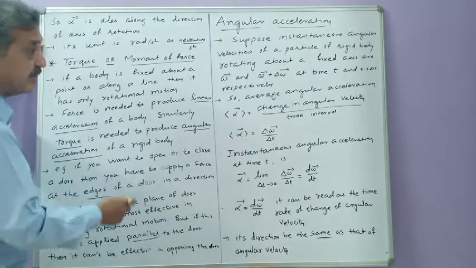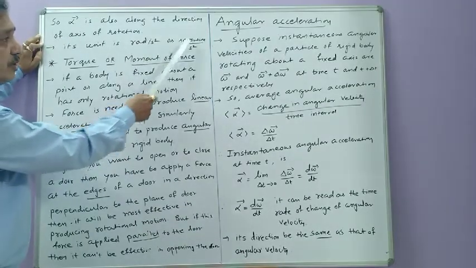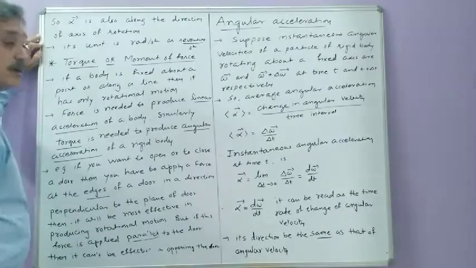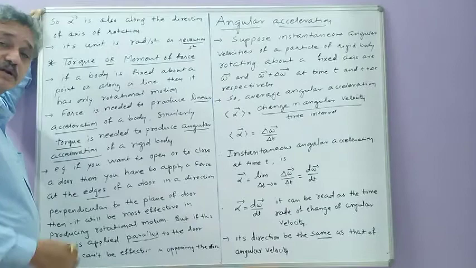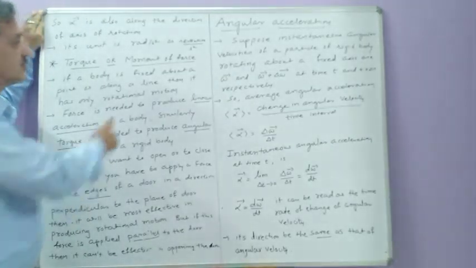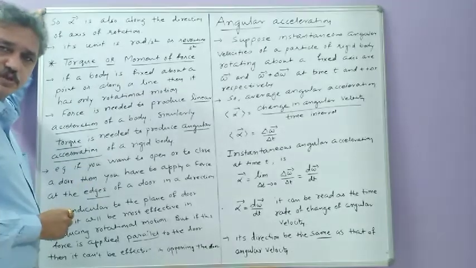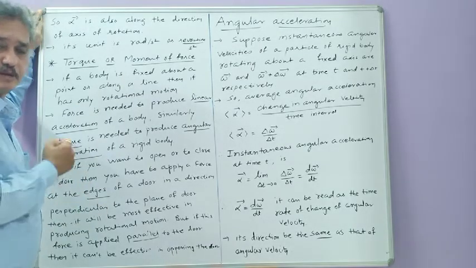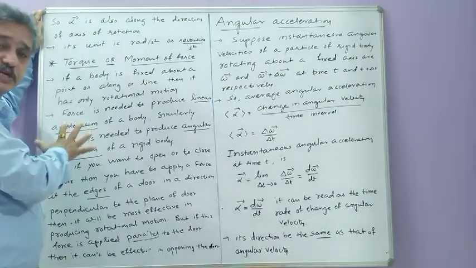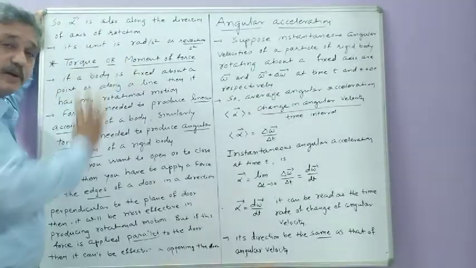So the unit will be radian per second square, or you can write revolutions per second square. And now we have to study an important topic related to rotational motion, and it is torque. Its other name is moment of force. Its third name is kappa. You will study that later on, but at present we will say it is either torque or moment of force.